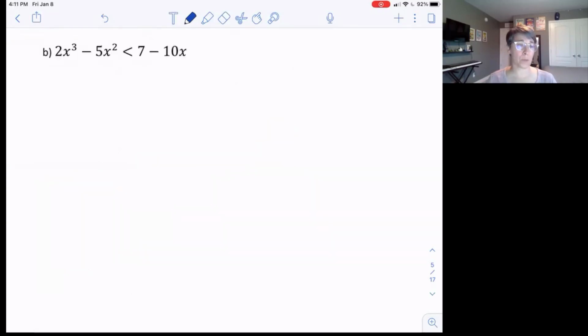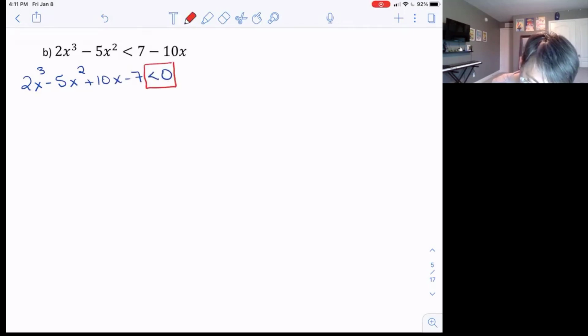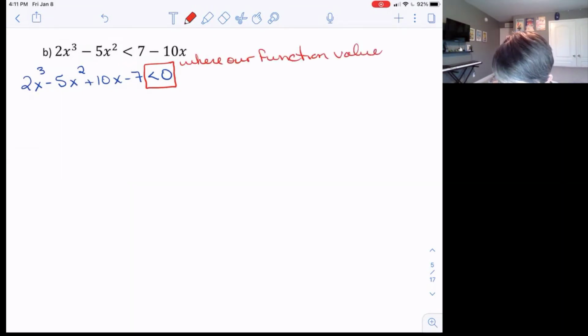Let's go to our second problem. Again, we want to set it equal to 0. So if we move the 7 minus 10x to the left-hand side and write it in descending powers, we would get 2x cubed minus 5x squared plus 10x minus 7 is less than 0. Now that I have it set to 0, this tells us I'm looking for where our function values are negative. We do not want where they equal 0, just where they're negative.